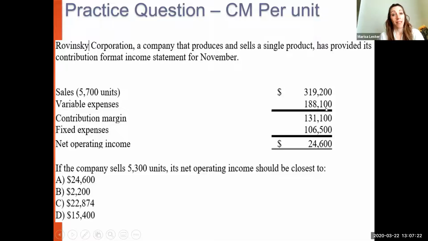So if you had the time, which you will not on the exam, you have to know the shortcuts. Sometimes you won't have all the information. You really need to know the relationships. If you had the time, you could say, all right, what's my sales price per unit? $319,200 divided by 5,700. Minus what's my variable cost per unit, $188,100 divided by the 5,700 units. So I can get sales price per unit and then multiply it by the new number of units, 5,300. I could get variable cost per unit and multiply it by the 5,300. I could rewrite this entire thing.